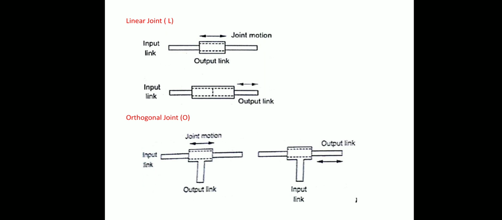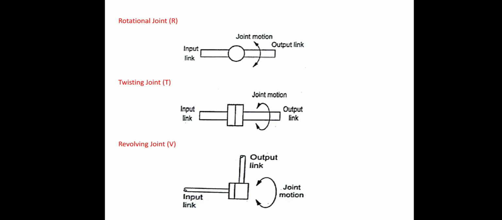An orthogonal joint means the output link is perpendicular to the input link, but the motion between the input and output links is a straight line. Because the output link is perpendicular to the input link, it is called an orthogonal joint. Next we discuss the rotational joint. The movement of the output link is a rotation about the input link. That means about the end of the link it can move from right to left. That is called a rotational joint.